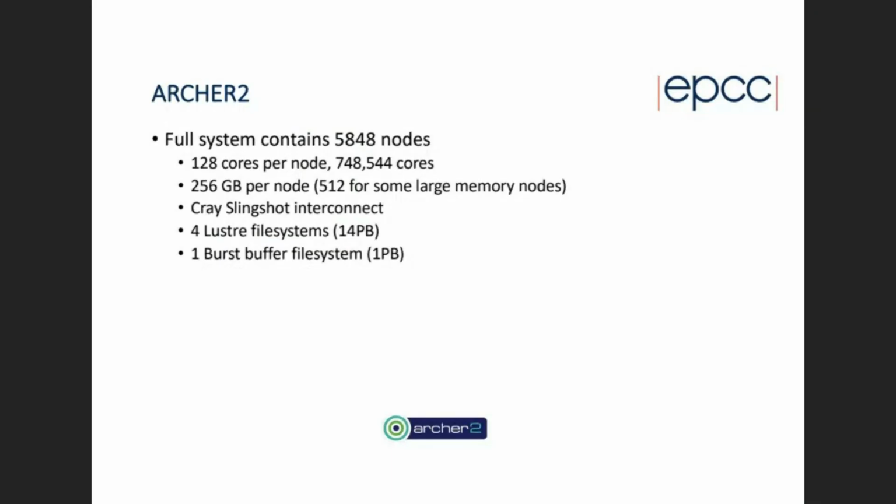Okay, very quick overview of the ARCHER2 system. The full system has just short of 6,000 nodes. There's 128 cores per node, so that's just short of 750,000 cores. Most of those nodes have 256 gigabytes of memory. It uses the Cray proprietary Slingshot interconnect, and there are various high-performance file systems attached to that.